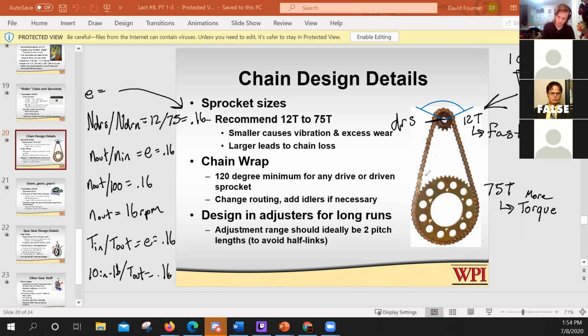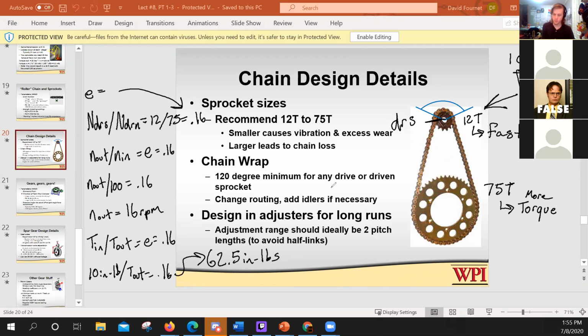So our torque in is 10 inch-pounds, and we know that our gear ratio here is 0.16. So what is our torque out? 62.5, okay. That's a bad place to write that. Do it over here. So 62.5 inch-pounds. And basically the way we do that is we multiply both sides by T out and then divide both sides by 0.16, which will give us this.